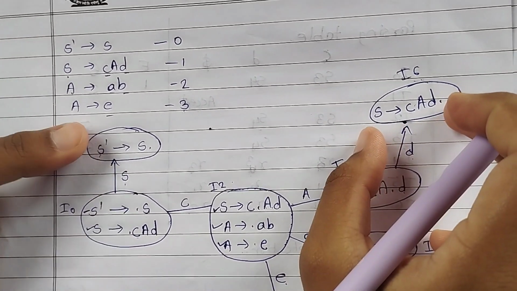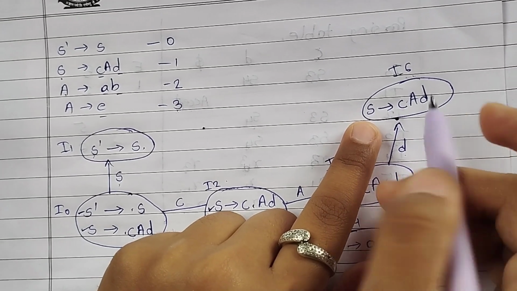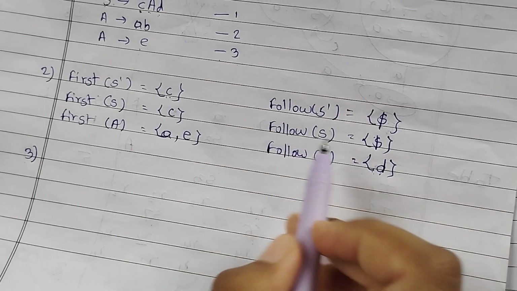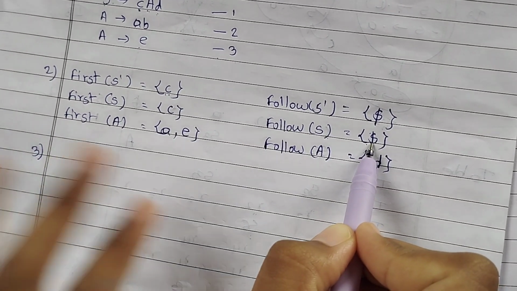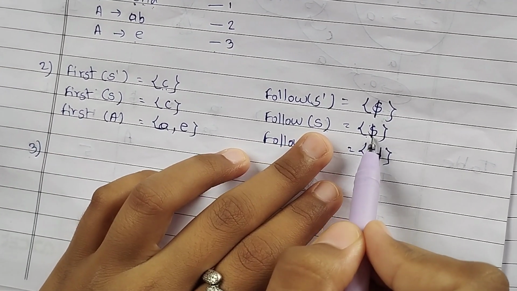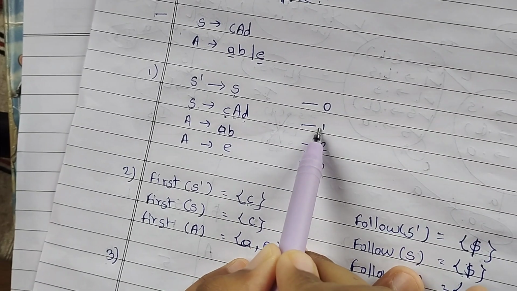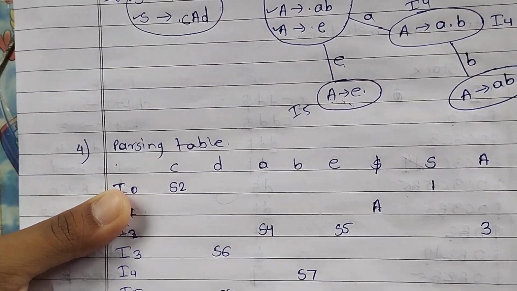Now I6. This is also a final state, which means we write reduce. For what do we reduce? We see the follow of S. The follow of S is dollar. So we write reduce in the column of dollar, and this grammar is S → CAD, which is the first number grammar. So we write R1 below the dollar.